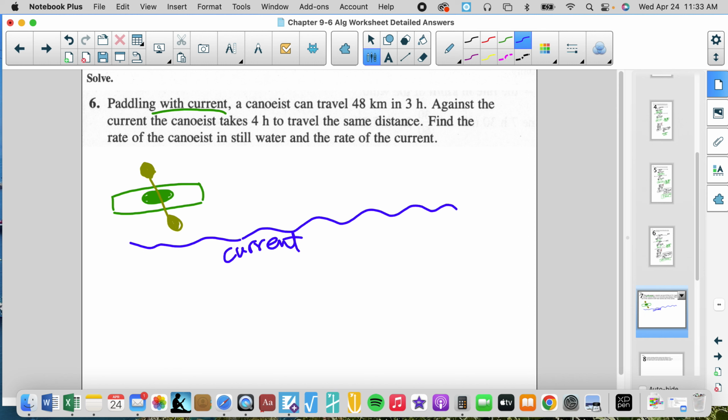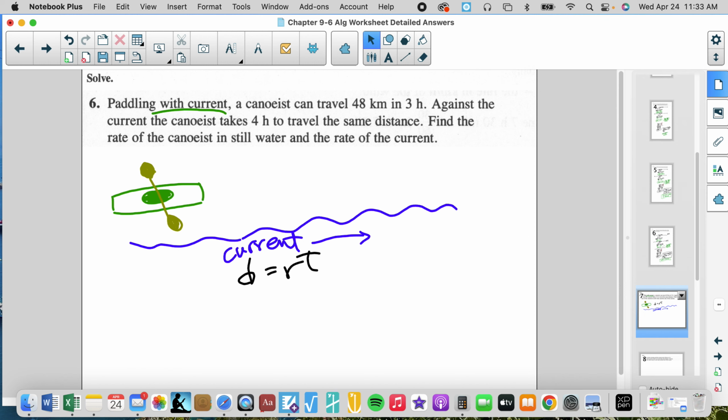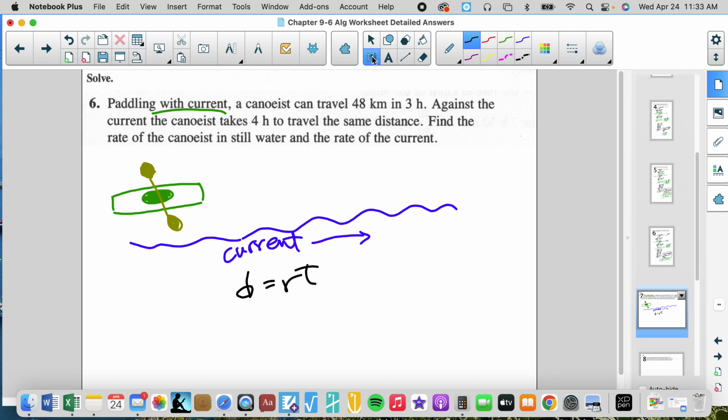The current is going that direction. So it's still distance equals rate times time. Distance equals rate times time. Let's put that underneath there. Distance, so 48 kilometers.